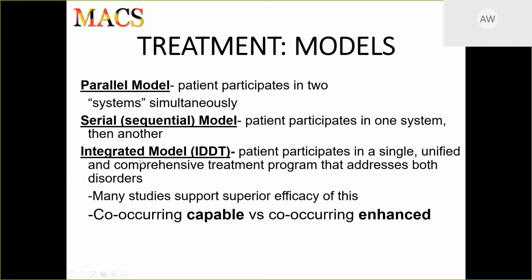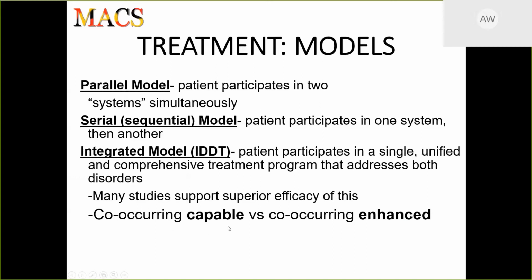So here, the third model is really the best, where it's integrated, where somebody goes to one program and they're getting all their care from staff that are trained both in the substance use disorders and the other mental health disorders. So it's easy to say that this is what should be done, but obviously requires the staff to be better trained and more versatile.